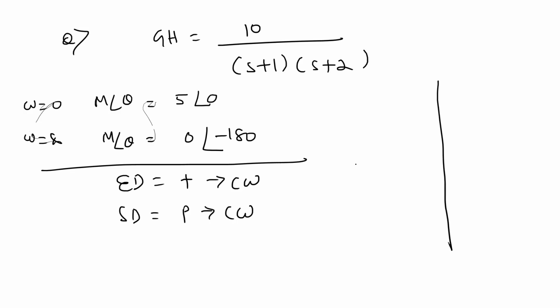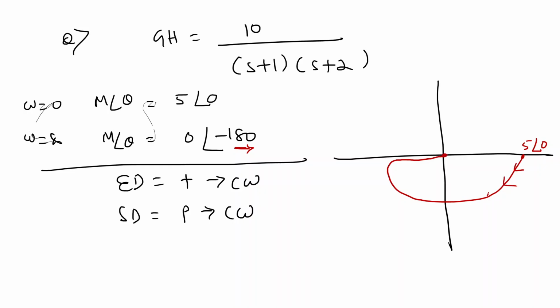Now I am doing the polar plot. First step is to draw the polar plot. Let's change the color. You have to start from 5 at an angle 0. You have to move clockwise, but with an asymptotic angle parallel to minus 180. So you start like that, make an angle of minus 180 degree parallel, and reach 0. This is the 0 point. So this is your original polar plot.